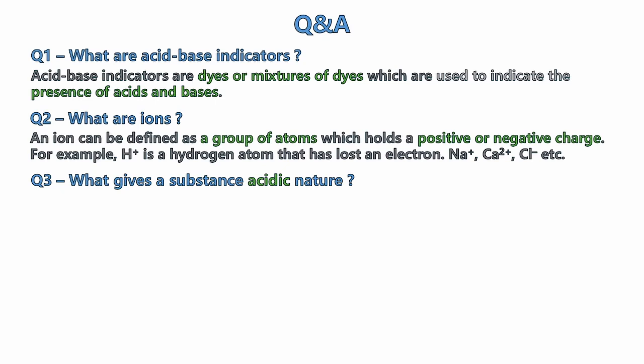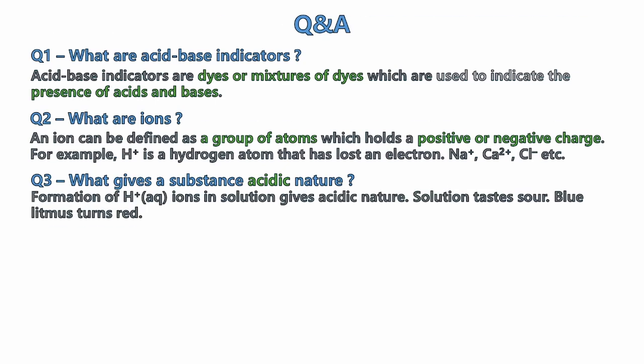What gives a substance its acidic nature? The formation of H+, that is hydrogen ions which have lost electrons, positive hydrogen ions, in a solution gives it its acidic nature. This solution tastes sour and it turns blue litmus red.